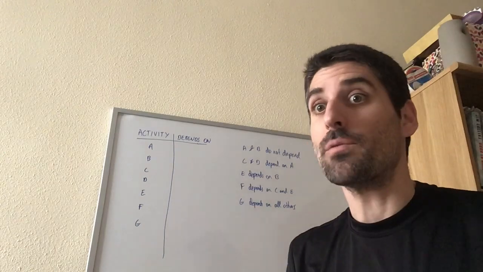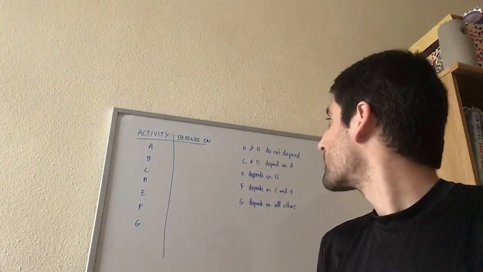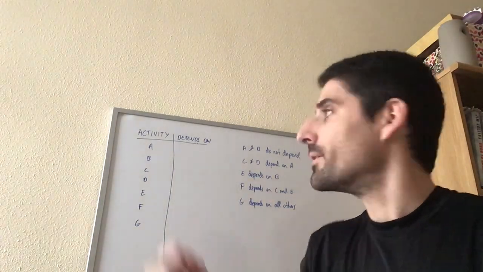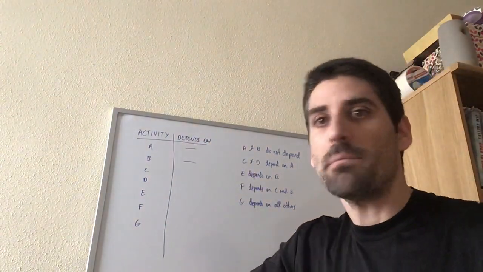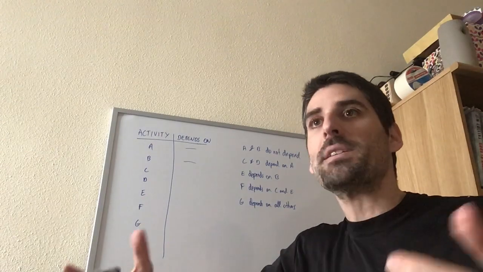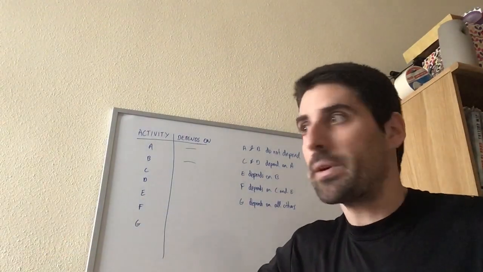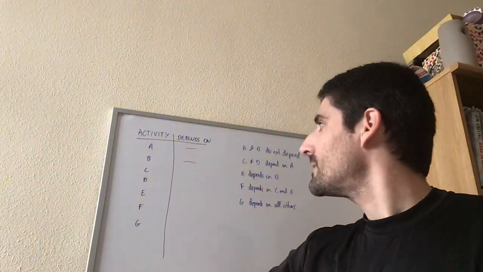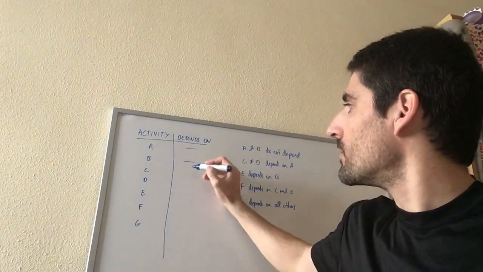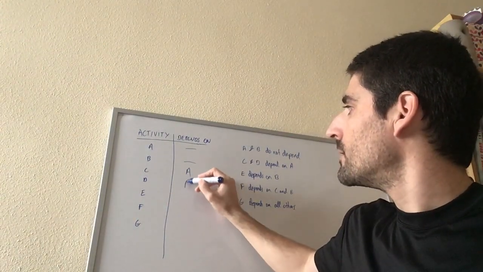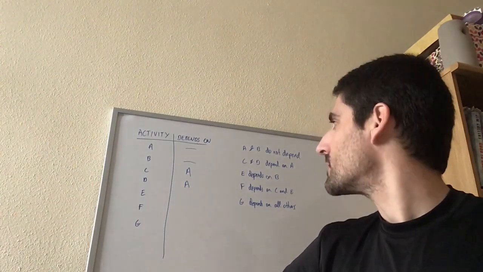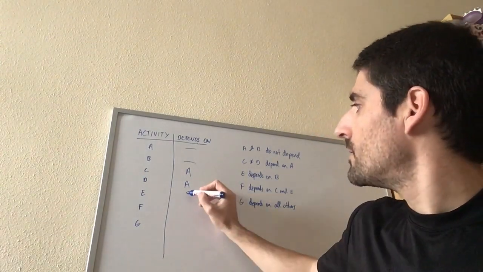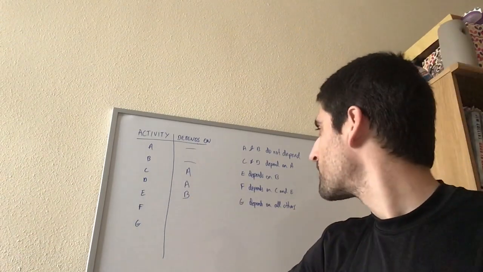Pretty simple, pretty straightforward. So A and B do not depend on anything. I'll just draw a line there. They don't depend on anything. They can be started at the same time whenever. Now C and D depend on A. So very simple. C depends on A. D depends on A. You can see how this is going. E depends on B. Almost done.